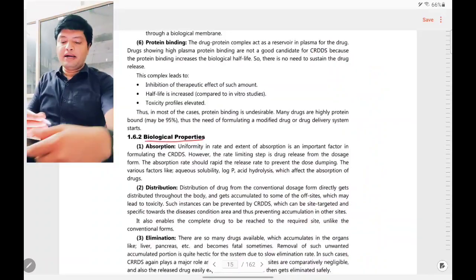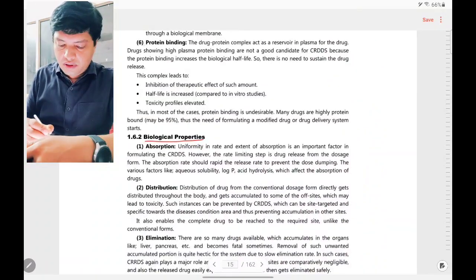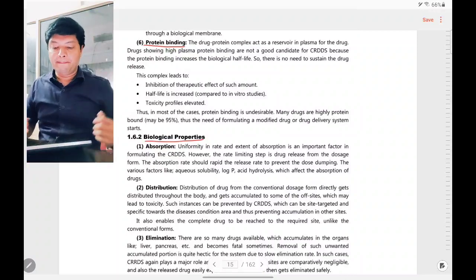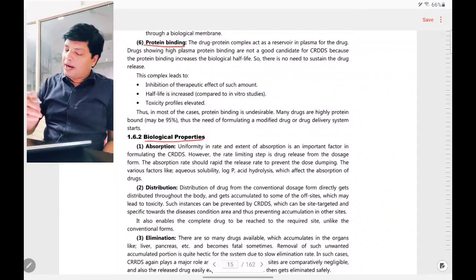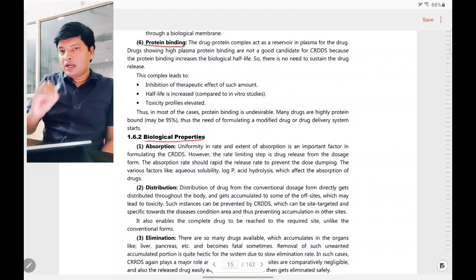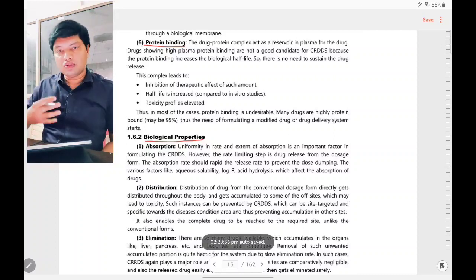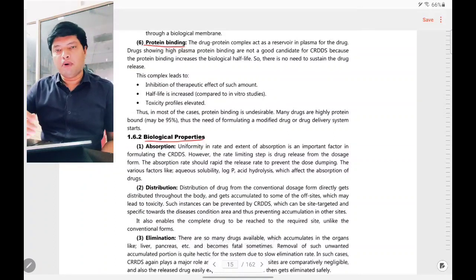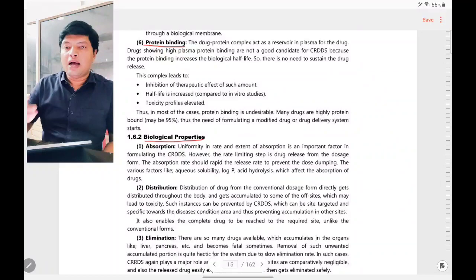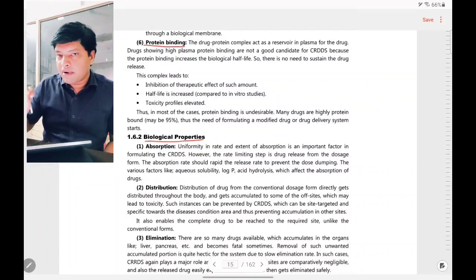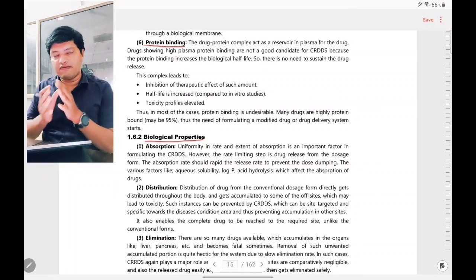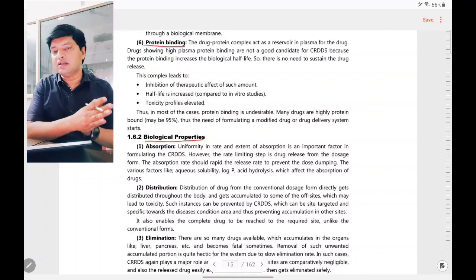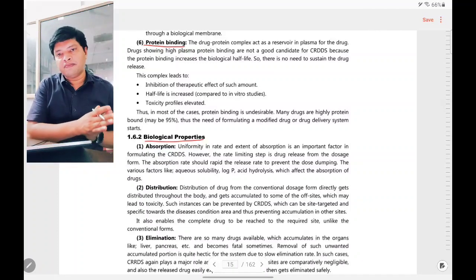Next one is protein binding. So what is happening? I told you I can only control the release of drug from the dosage form by using polymers, rate controlling membrane. After releasing, I assume that the drug is having a normal protein binding property. In that case, if I assume like that, then only I will design controlled drug delivery system.